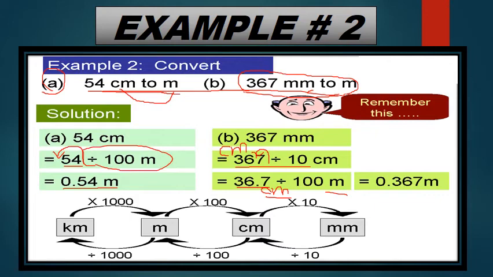So as we all know that 1 meter is equal to 100 centimeters, so we divide 36.7 by 100 meter. So move the decimal point 2 places to the left. So the answer we will get 0.367 meter.